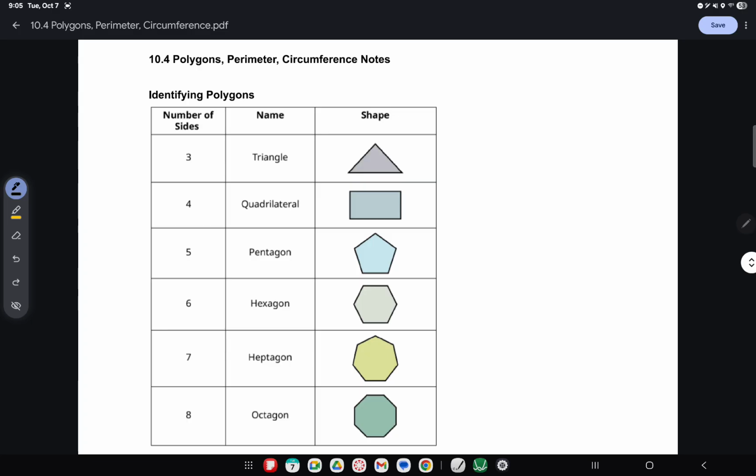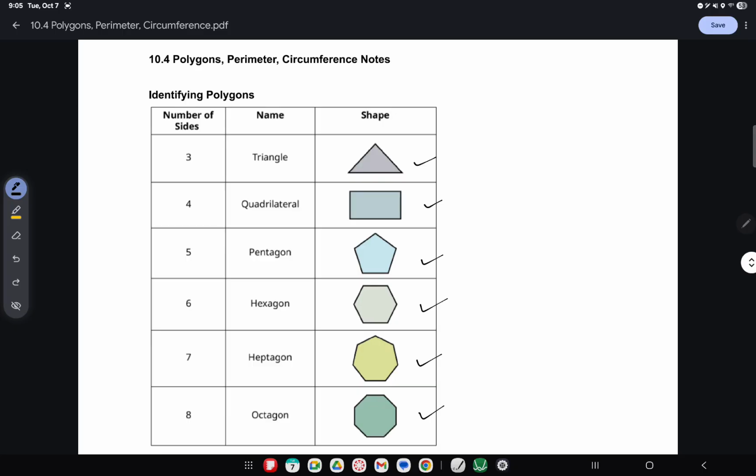So, here's just a few of the common shapes. If it has 3 sides, we call that a triangle. If it has 4 sides, we call it a quadrilateral. Now, there are several quadrilaterals, and they might be listed below, so I'll come back to that idea. 5 sides is a pentagon. 6 sides is a hexagon. 7 sides is a heptagon. And 8 is an octagon.